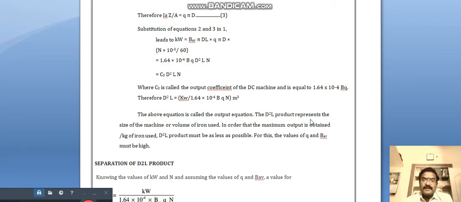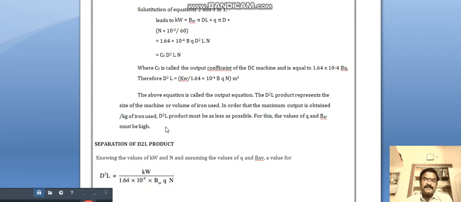The D square L product represents the size of the machine or volume of iron used. In order that maximum output is obtained per kilogram of iron used, the D square L product must be as small as possible. D square L should be less in the sense that the material used for iron will be less. The values of q and Bav must be chosen suitably: q is the specific electric loading and Bav is the specific magnetic loading.